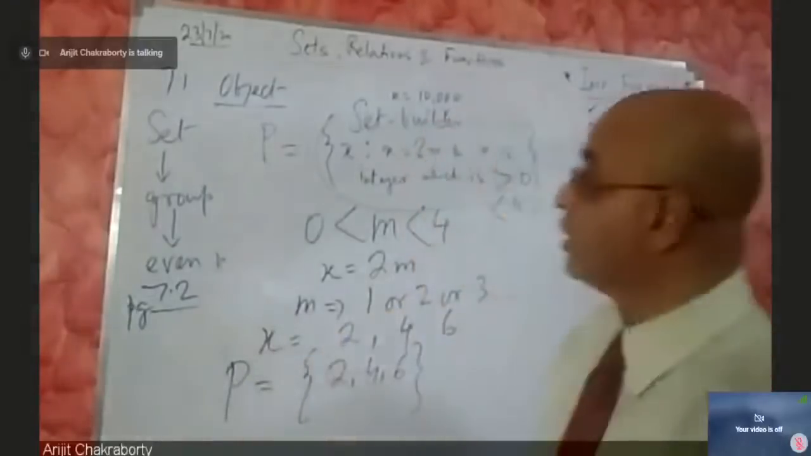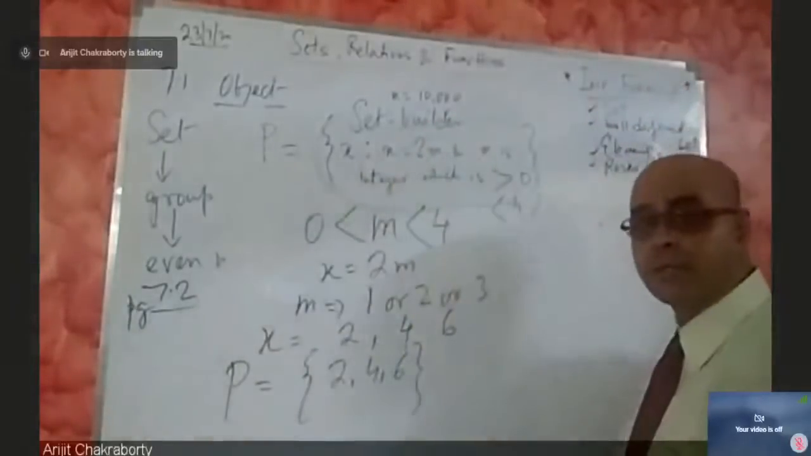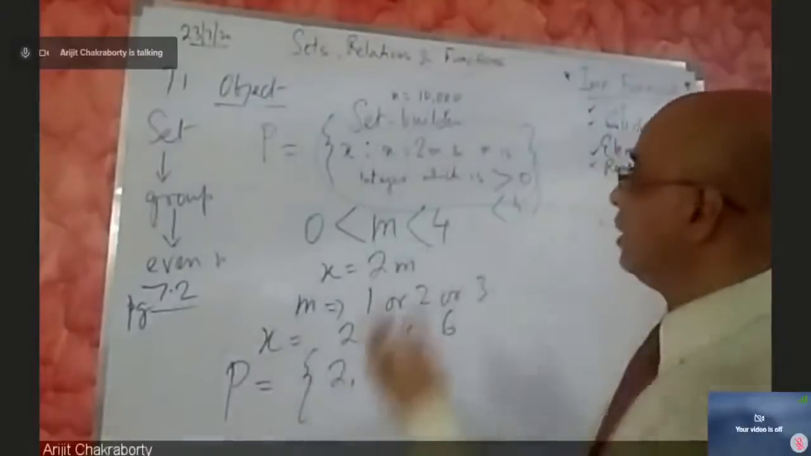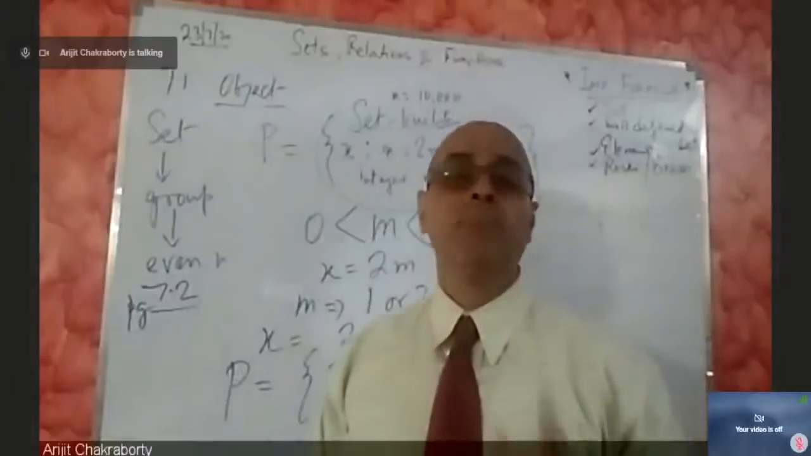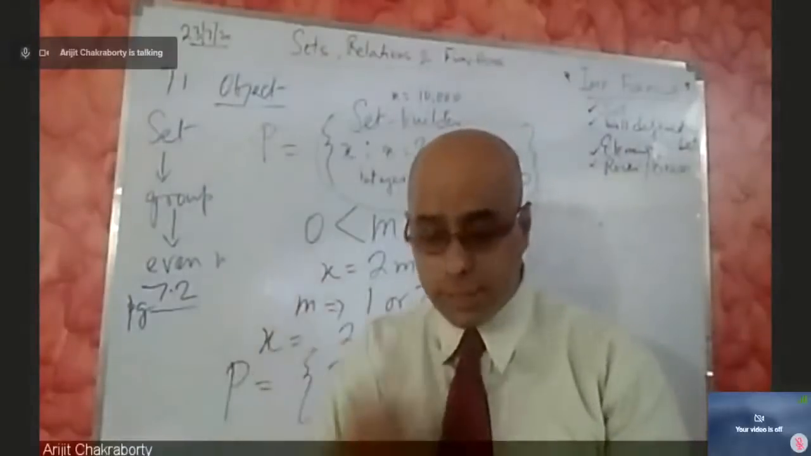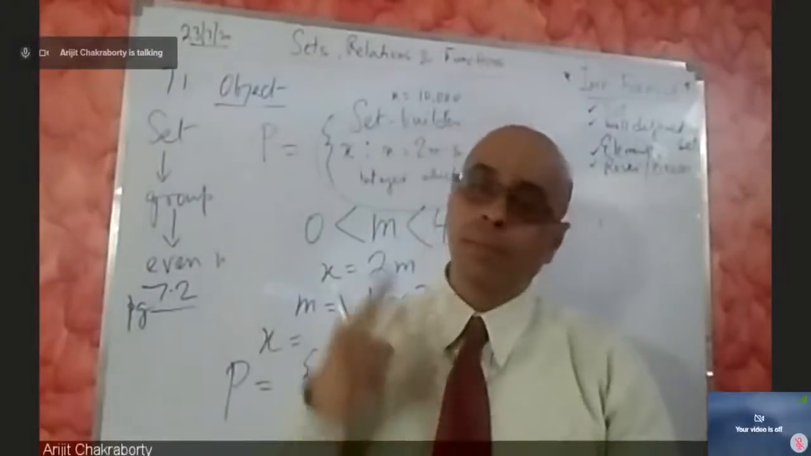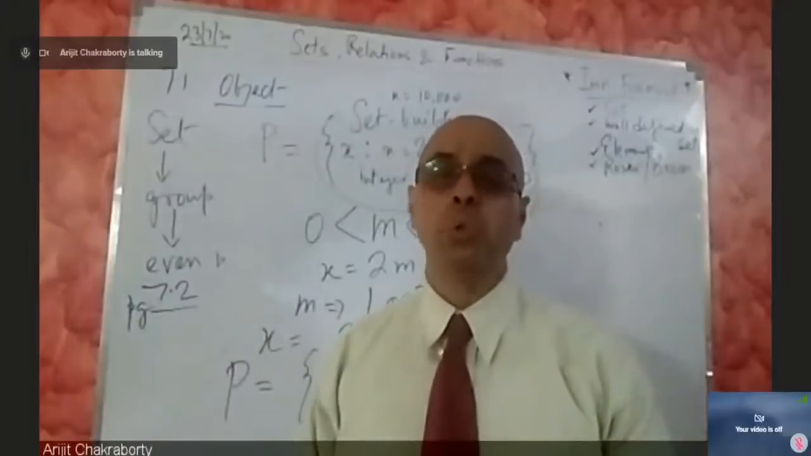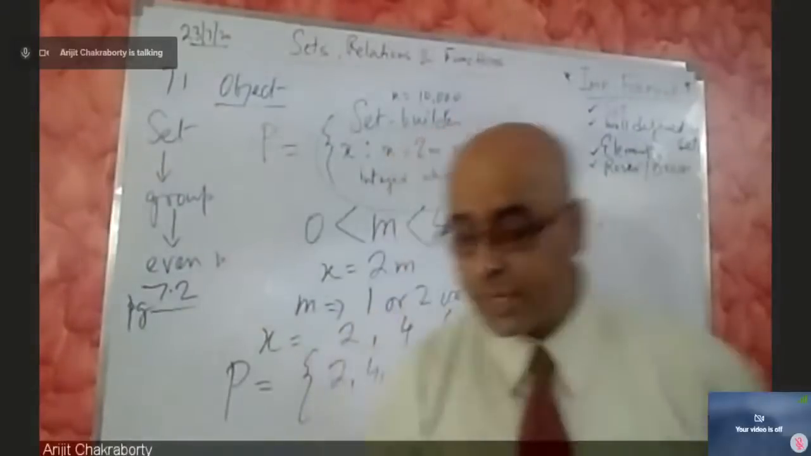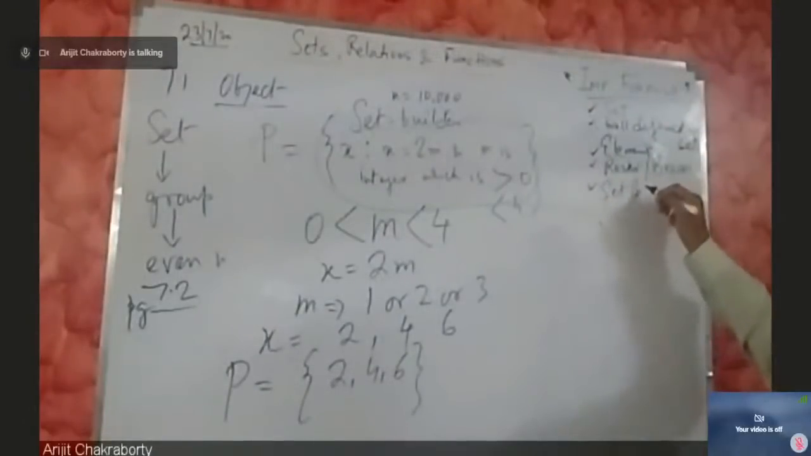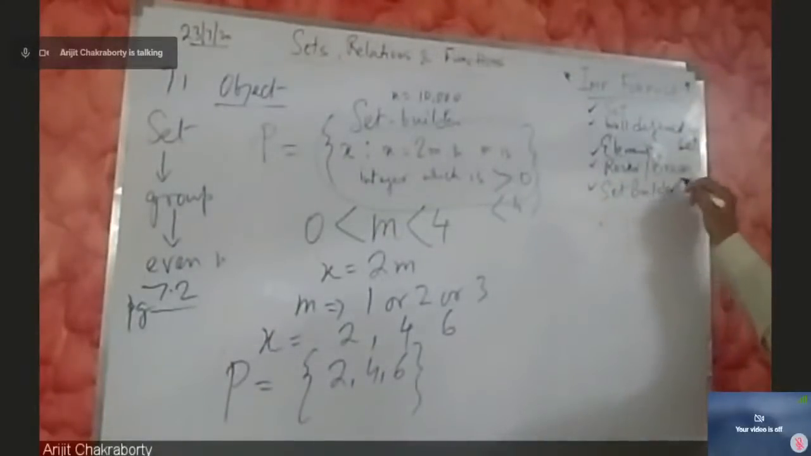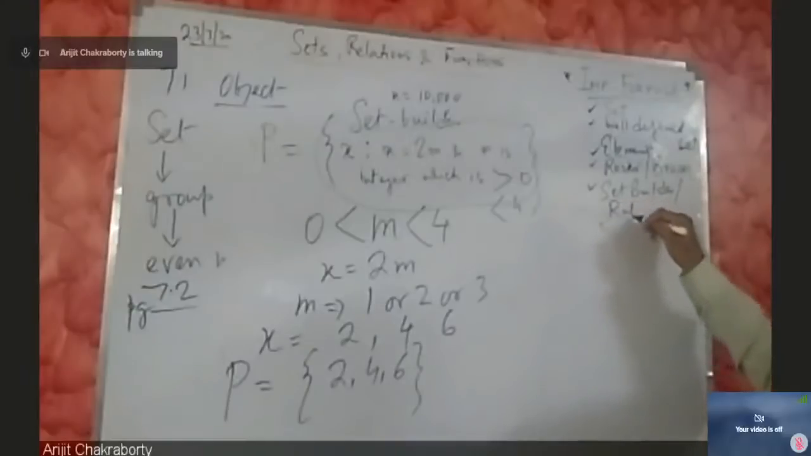Algebra, because here we are using algebraic symbols. Equal, greater than or equal to, less than or equal to, these are algebraic symbols. So it is also called algebraic form, or sometimes rule form. Okay? So the set builder method, I am now writing here, set builder method is also called the rule method.